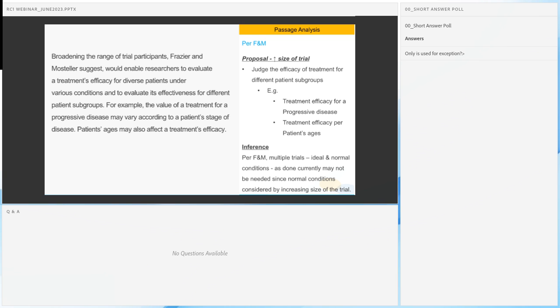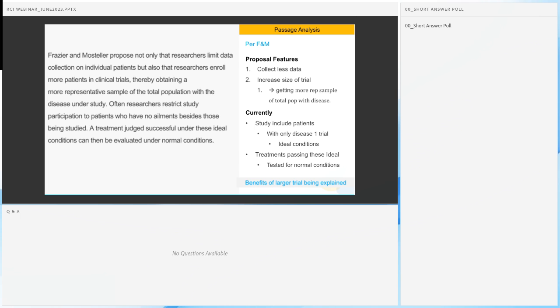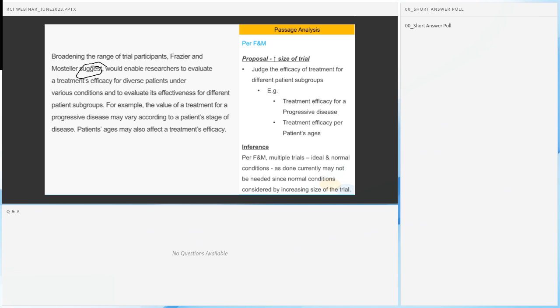Okay, broadening the range of trial participants. FNM suggests, you can really see how many times the author is just presenting information. The author is not making a claim, the author is not backing a claim, he's just communicating information. Can you see that? FNM propose, FNM assert, FNM suggest. Yes, no? And this is the value of understanding what the author is claiming by himself versus where the author is presenting information, because that's where inferences come in.